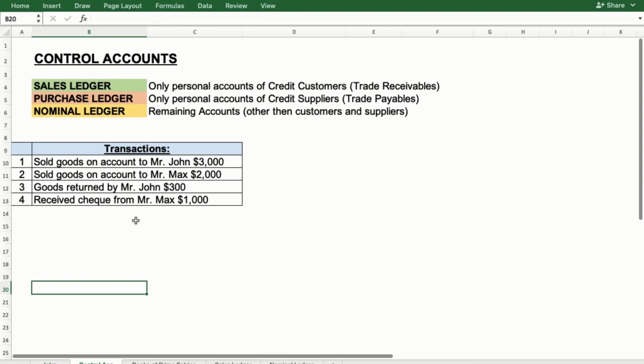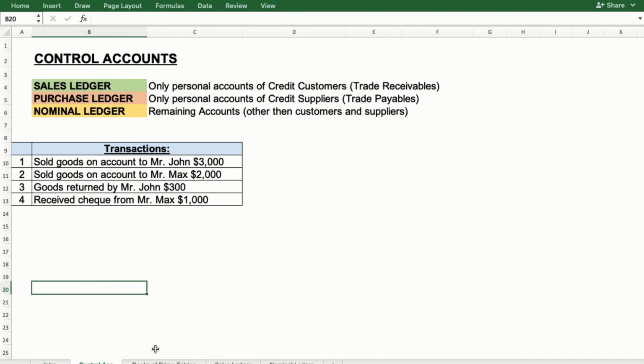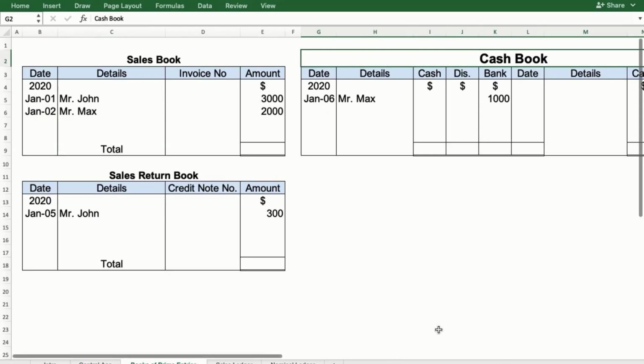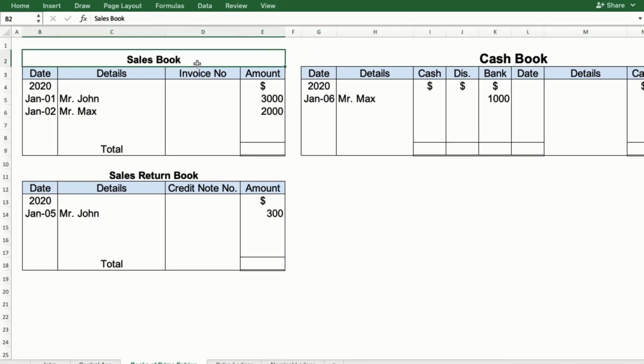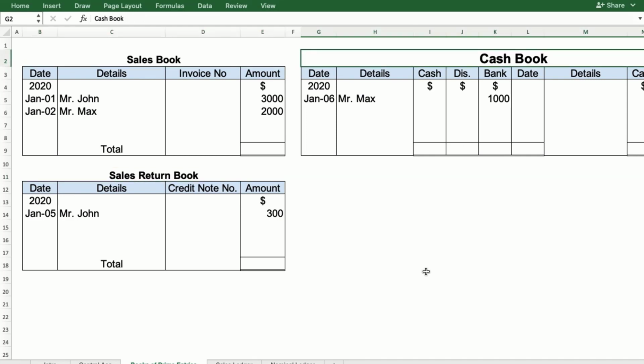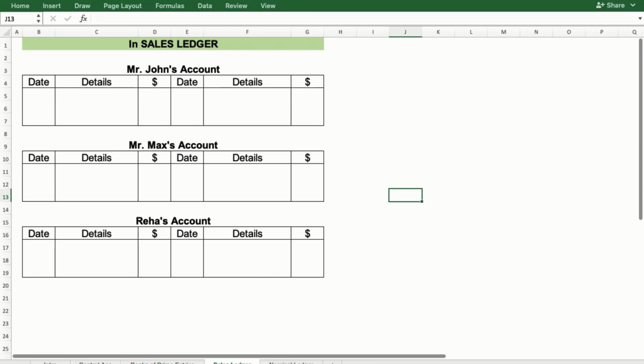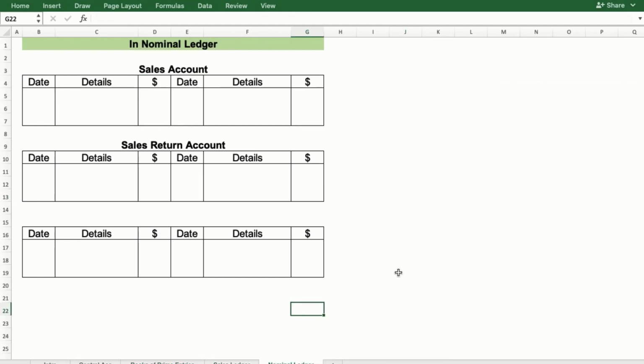In the previous video, we have seen a recording of these transactions in the books of prime entries. So we have recorded transactions in the sales book, sales return book, and in the cash book. And now in this video, we are going to see the ledger posting of these transactions in the sales ledger and in nominal ledger. So let's start.